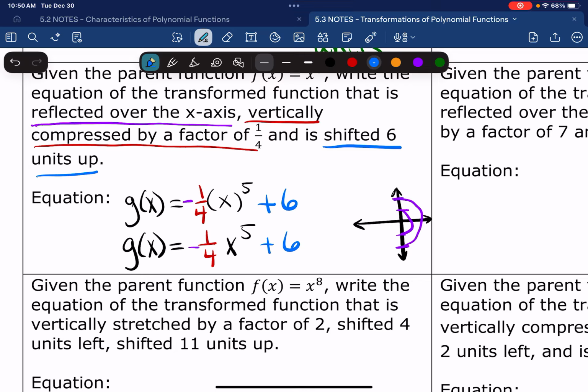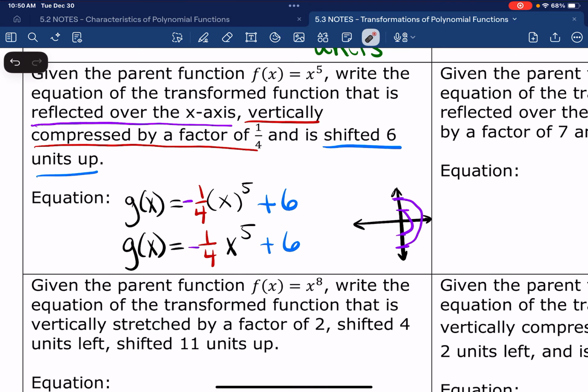Because our order of operations, PEMDAS says, we always deal with our power first, with our exponent first, right? So this x to the 5th power, our x value has nothing in parentheses with it. So all of our transformations are vertical. We reflect our y values across the x-axis. We have a vertical compression by a 4th. We have a vertical shift up. So either way of writing this equation is completely appropriate, okay?